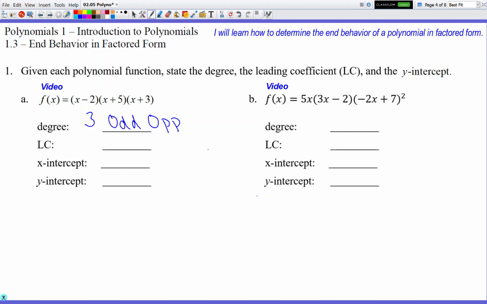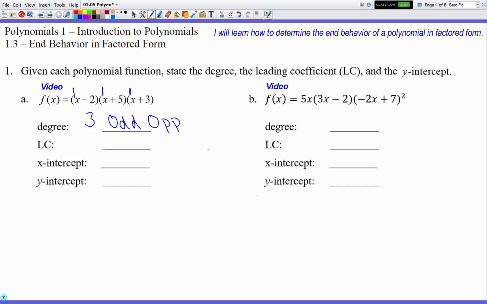Okay, LC is going to be the one that's a little more of a humbug. LC is where you grab all the coefficients, because that's what LC stands for, leading coefficient. Coefficients are the numbers in front of each x. If you look at all of these x's, what number is sitting right in front of them? There's a 1 in front of that x, a 1 in front of this x, and a 1 in front of that x.